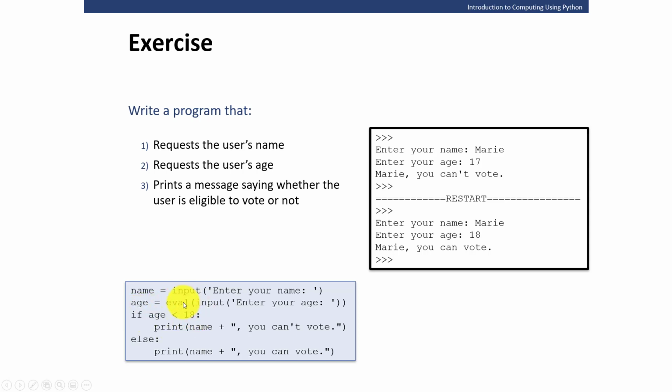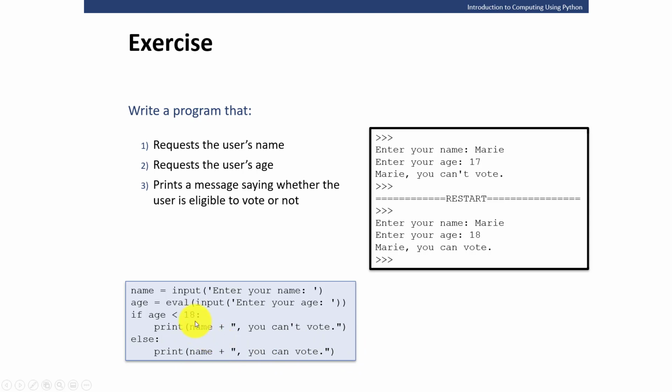And if age is less than 18, this message will be printed. Okay, the name, the variable name, which is a string. So say that she input Mary, Mary, you cannot vote. Okay, else, if Mary's age is 18 and above, she can vote.